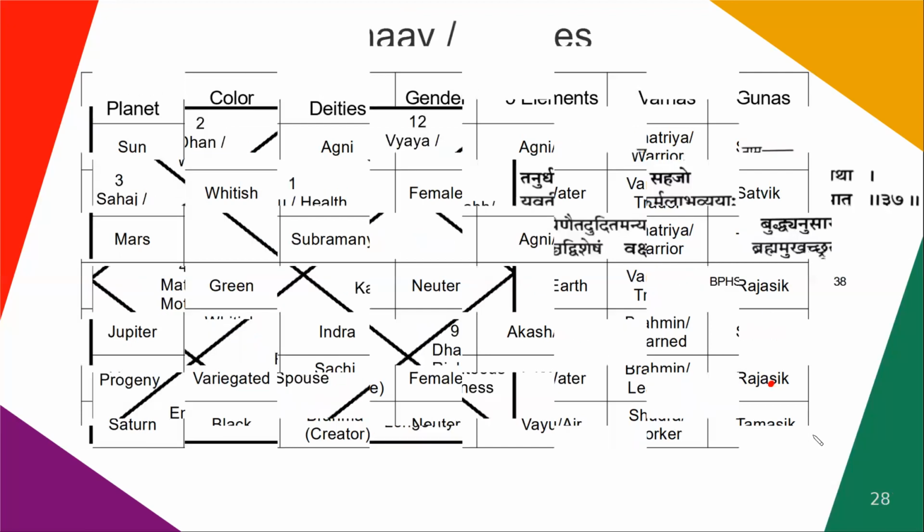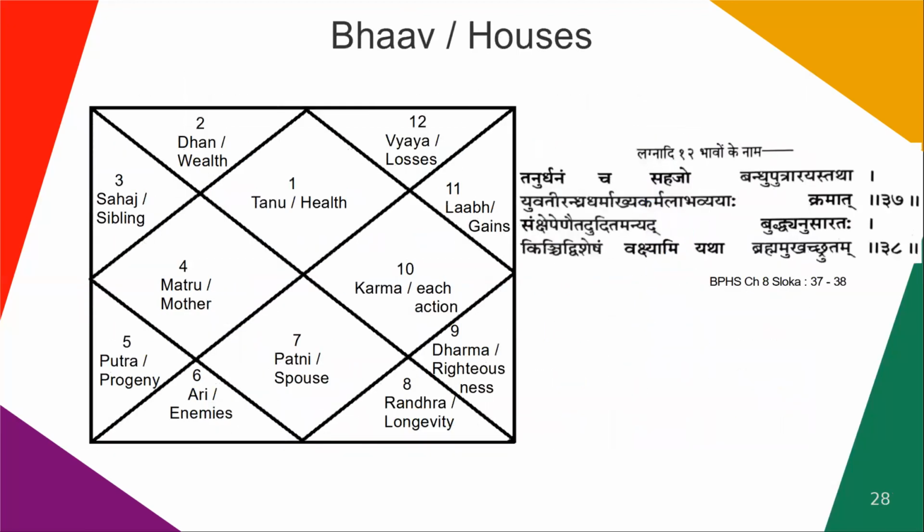Now in the next slide, we will learn about the last pillar of Jyotish, that is Bhava. These two shloka are from chapter number 8 of Brihat Parashara Hora Shastra, and these are shloka numbers 37 and 38. This is the birth chart of the North Indian style, as you all know, and in this I have given the main identity or main information which you take from each house. But first, let's go to the shloka and see what it says.